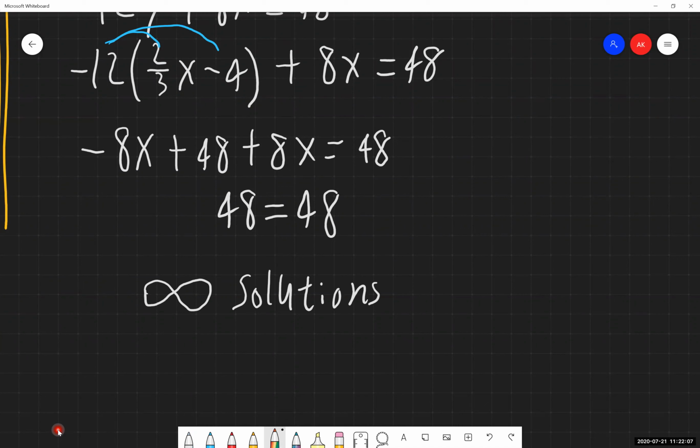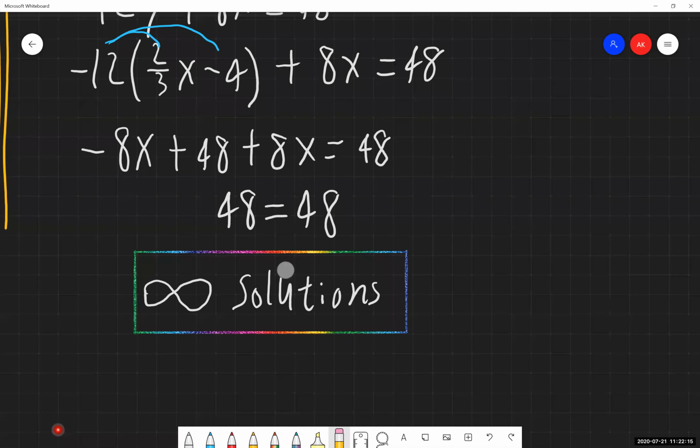This means that these two equations that we started out with are the exact same thing. And based on that, we are going to have an infinite number of solutions. Meaning if they're the exact same, they're going to lie right on top of one another, and they will intersect or cross each other at every single possible point that they can. Hence where we're getting infinite solutions.